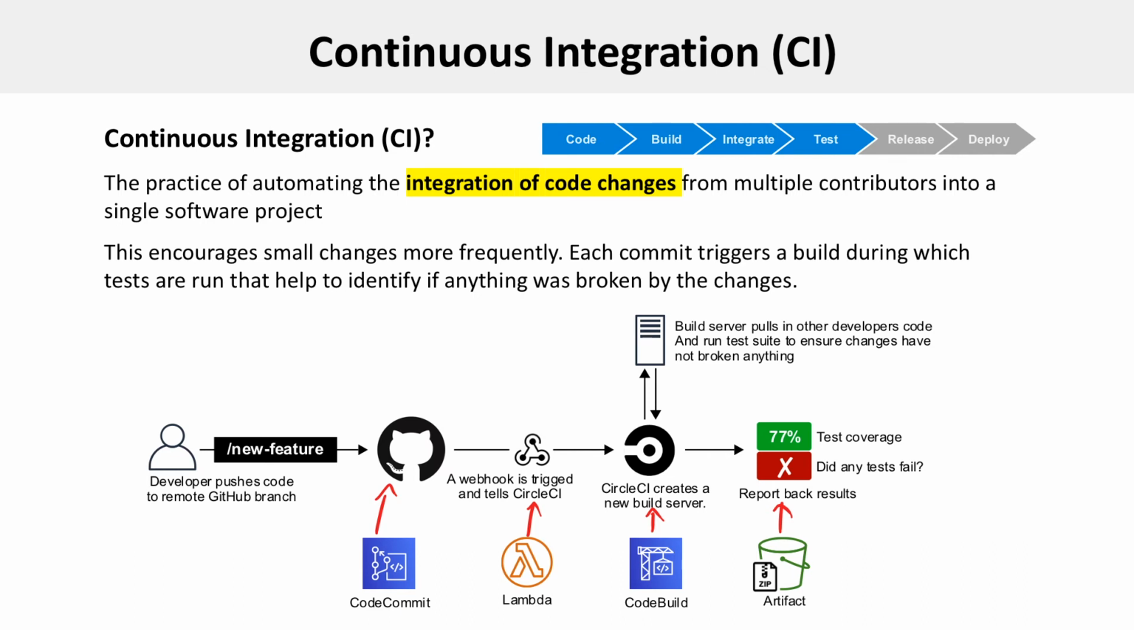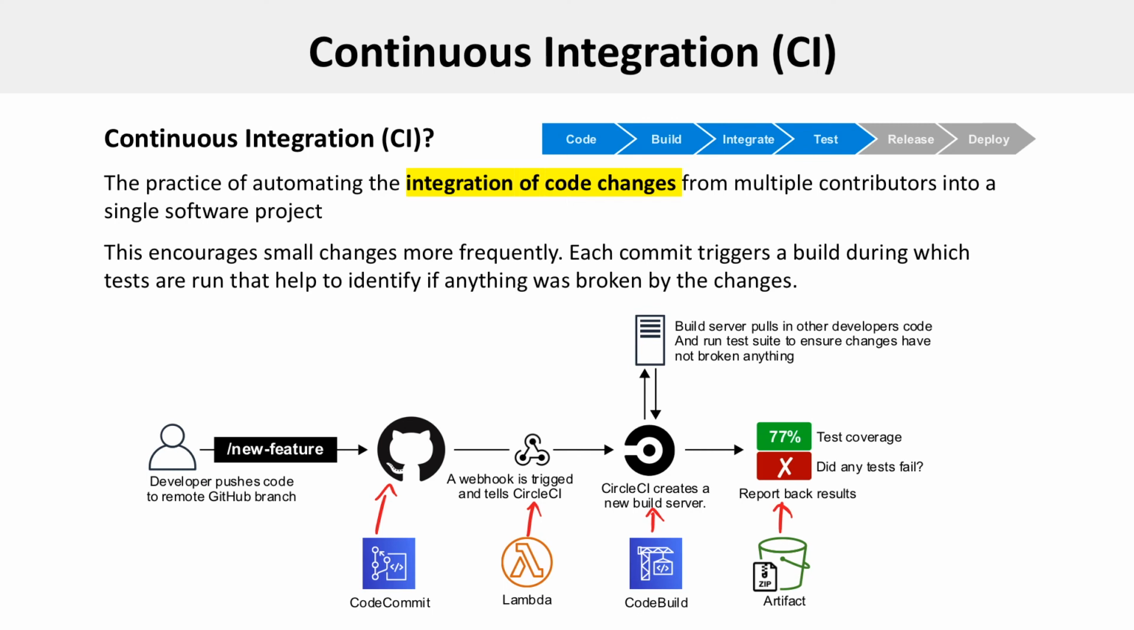That build server would pull in other developers' code, run the test suite, and then report back the results. The results would give us test coverage, saying how much test code has been written to cover the code. And the other part is, did any tests fail? That is generally what most people are familiar with outside of AWS.